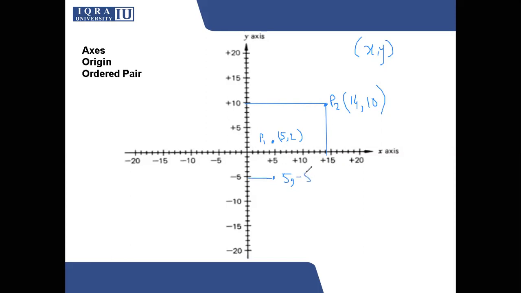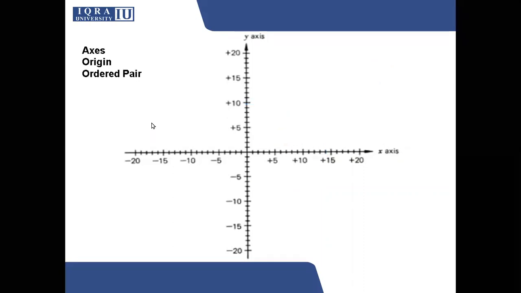So you can write it 5 comma minus 5, right? X comma y. Always write the first number as the x number, and the second number as the y number, right? So 5 comma minus 5. This is basically what an ordered pair is. And next, we need to understand what a quadrant is.